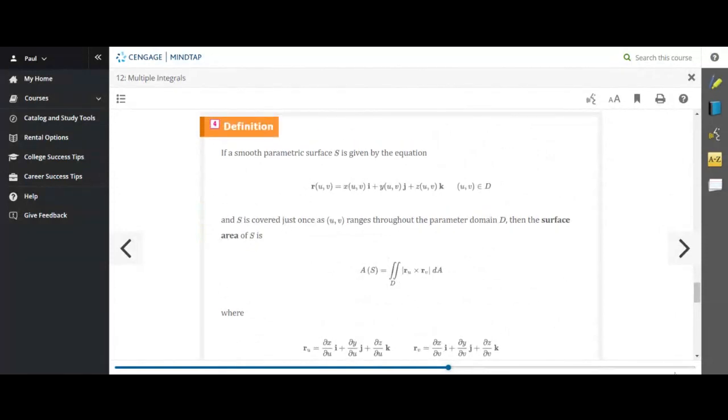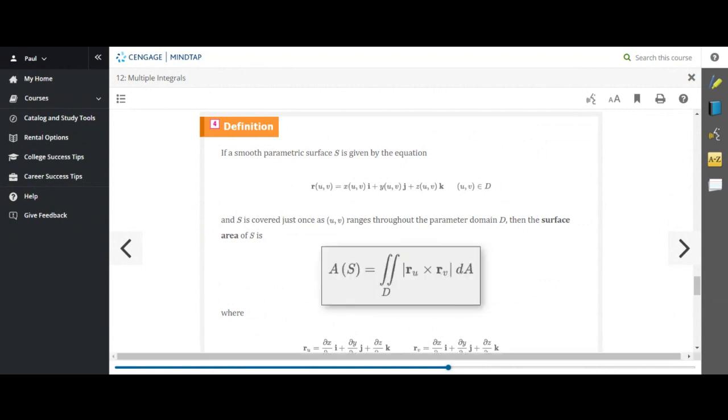And that's what you see here in this definition. Although they call it a definition, we really derived it. So if you have a smooth parametric surface given by that vector equation that traces it out, and it covers the surface just once as U and V range through the parameter domain, then the area of the surface is given by this double integral.